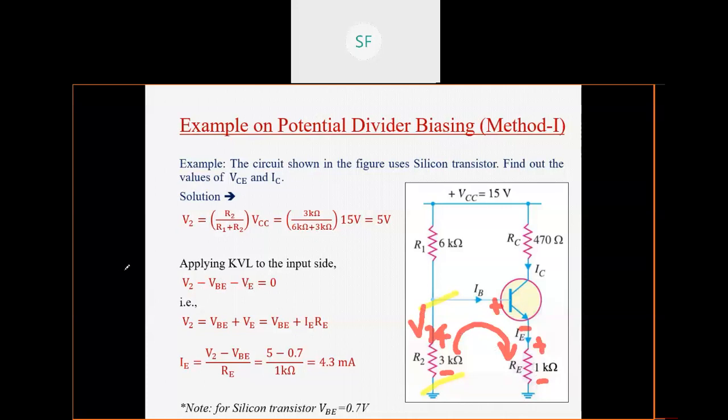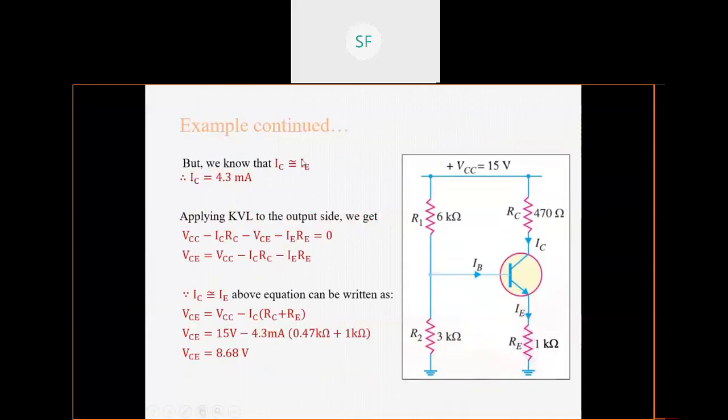So similarly, we have to take care of all the terms in the KVL, right? We have identified this, and we have also calculated the value of IE. So IE we got as 4.3 milliampere. Then we know that IC is equivalent to IE, because we have approximated IB equal to 0. So the value of IC will also be 4.3 milliampere, the same as IE.